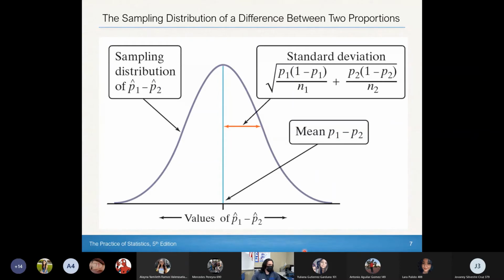And again, here's a visual. We have our sampling distribution of p hat 1 minus p hat 2. We get a normal distribution. This is all the plausible values for p hat 1 minus p hat 2, or all the values we got from our sampling. The standard deviation describes the spread, and our mean is the center.